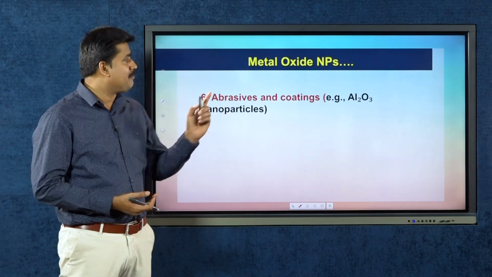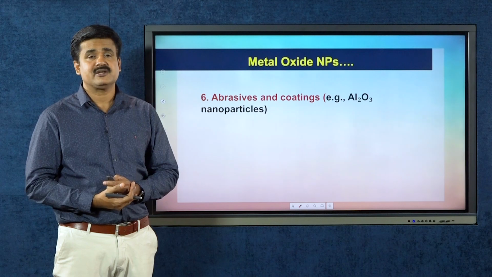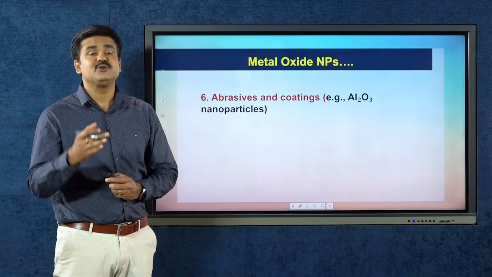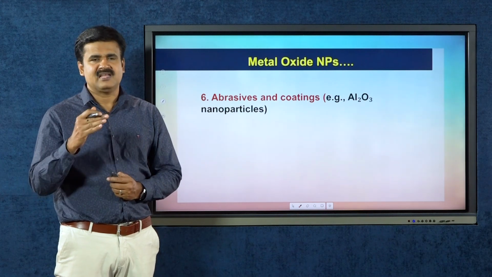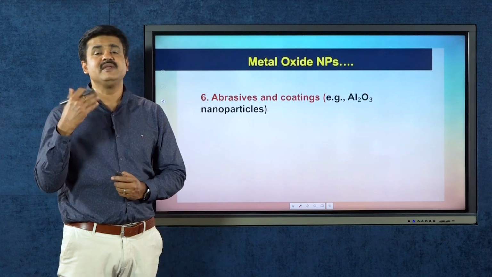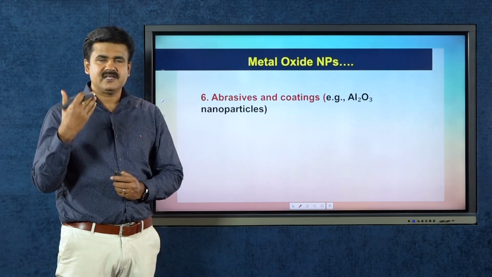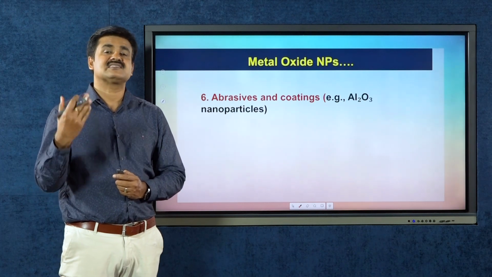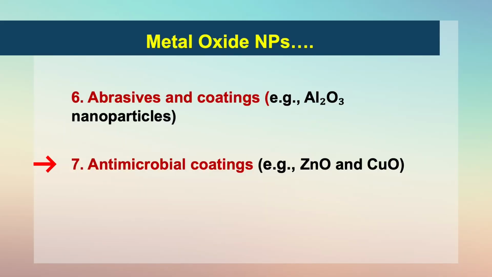Now, abrasives and coatings is another prominent application of metal oxide nanoparticles. Aluminum oxide nanoparticle, due to its hardness, can be used in abrasives. These are materials used to smoothen some surface. So, aluminum oxide nanoparticle, owing to its hardness, is useful in abrasives as well as for coating some surfaces.